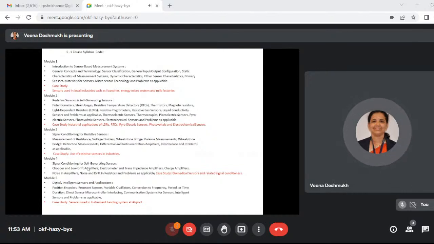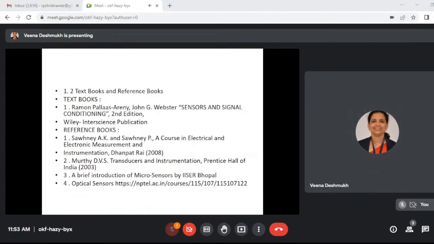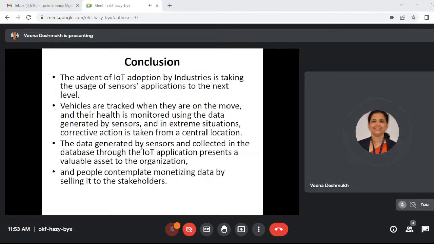The fourth module consists of a few more electronic circuits which are used for conditioning. And the fifth module deals with the applications of these sensors in different systems like robotics or car parking system. Such examples are there at the block level. The textbook used is Sensors and Signal Conditioning by Raman, and the other reference books are by Soni and Murthy. So these are the books.